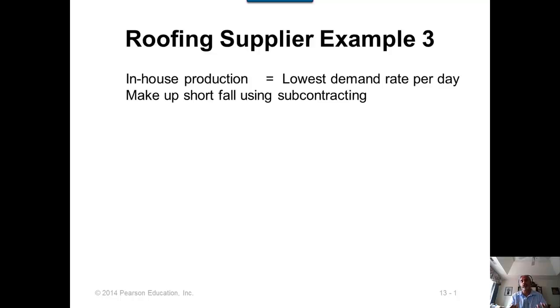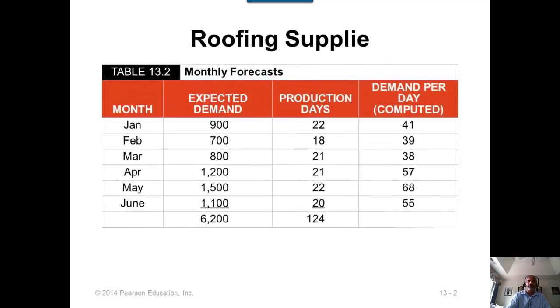If we want to follow that approach, we have to now look at the demand rate. So we made these computations a few slides back. So here is the demand and here is the number of production days. So you divide the production days into the demand and you get the demand rate per day. And you see that the lowest demand rate per day is 38.